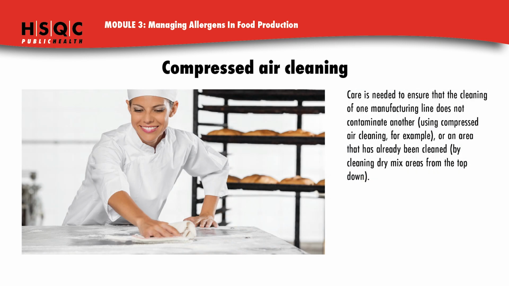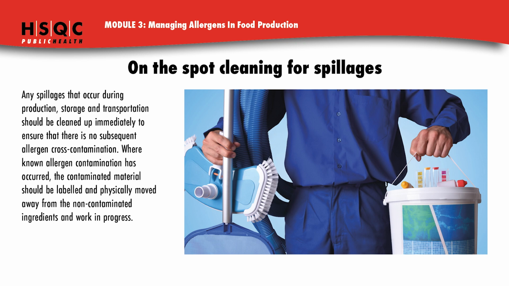Compressed air cleaning. Care is needed to ensure that the cleaning of one manufacturing line does not contaminate another, using compressed air cleaning, for example, or an area that has already been cleaned by cleaning dry mix areas from the top down. On-the-spot cleaning for spillages. Any spillages that occur during production, storage and transportation should be cleaned up immediately to ensure that there is no subsequent allergen cross-contamination. Where known allergen contamination has occurred, the contaminated material should be labelled and physically moved away from the non-contaminated ingredients and work in progress.